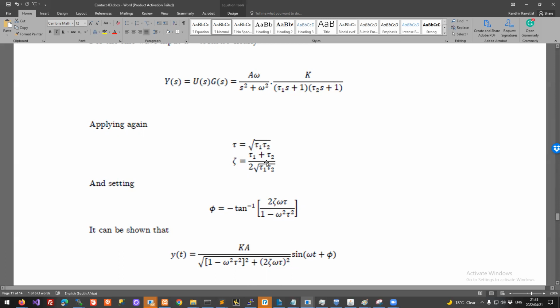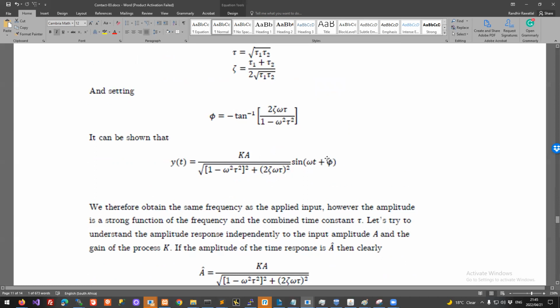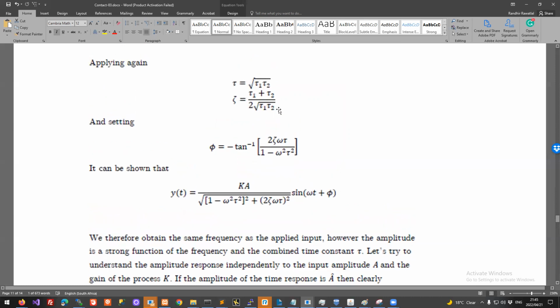And then zeta is also related to the time constants like this. So zeta and tau are defined in this way. And then we showed also when we combined those two factors together and made a phi. So that's how you get phi. So phi is also related to the two tau values through zeta and tau here.